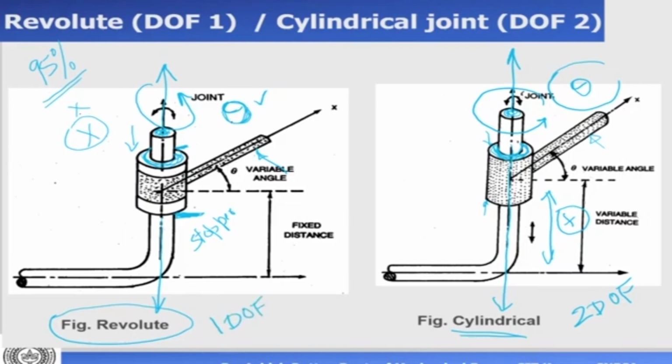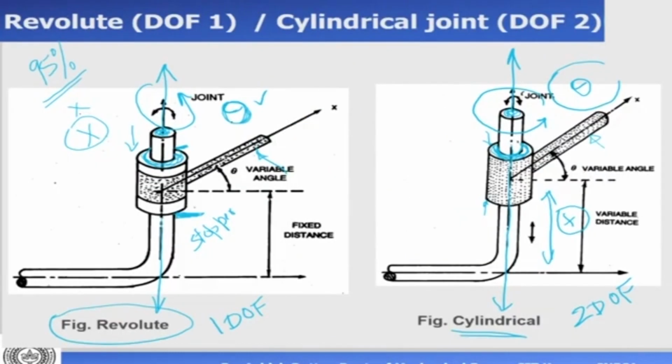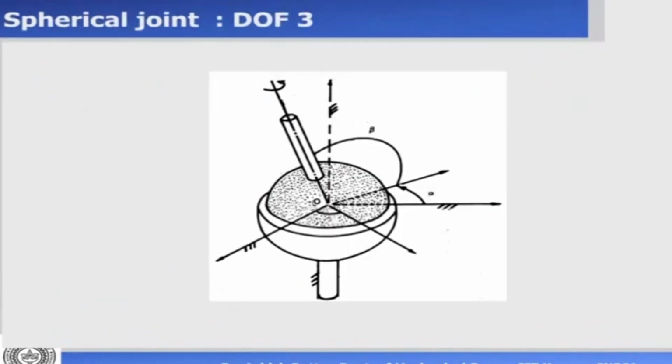So what we see is that the revolute joint has 1 degree of freedom. It has only one variable, which is theta, and the cylindrical joint has 2 degrees of freedom. It has two variables. One is theta, the other one is x. So the previous joint we saw was a prismatic joint. Then we saw a revolute joint. Then we have a cylindrical joint. Now we can have another type of joint, which is called the spherical joint. This is also sometimes called a ball and socket joint.